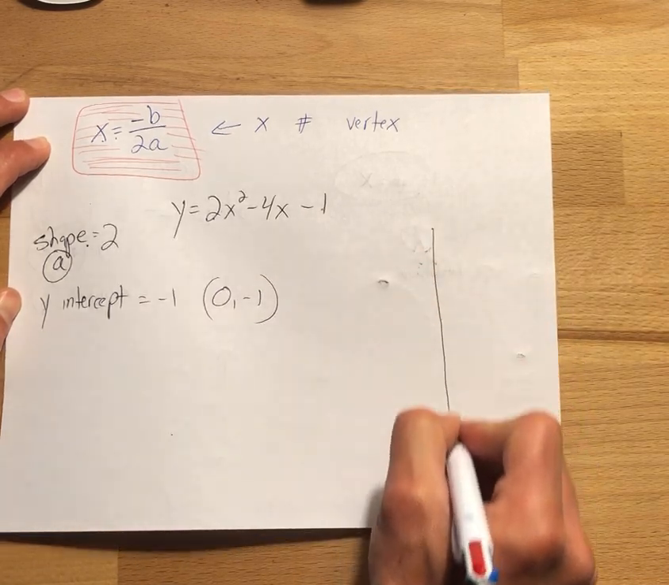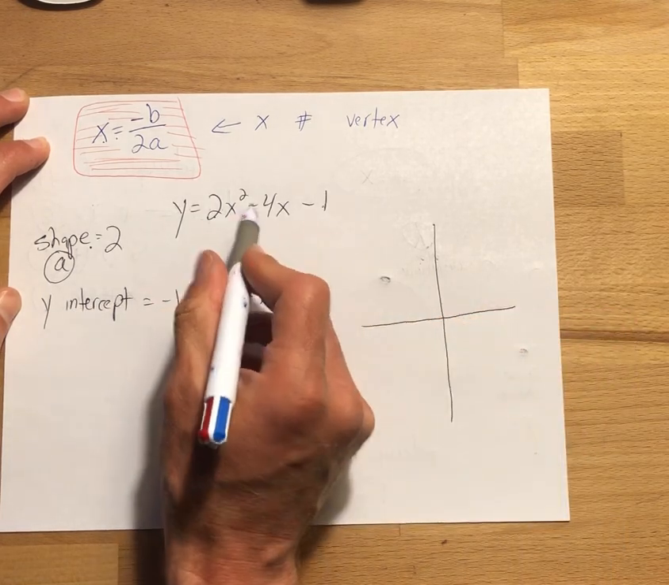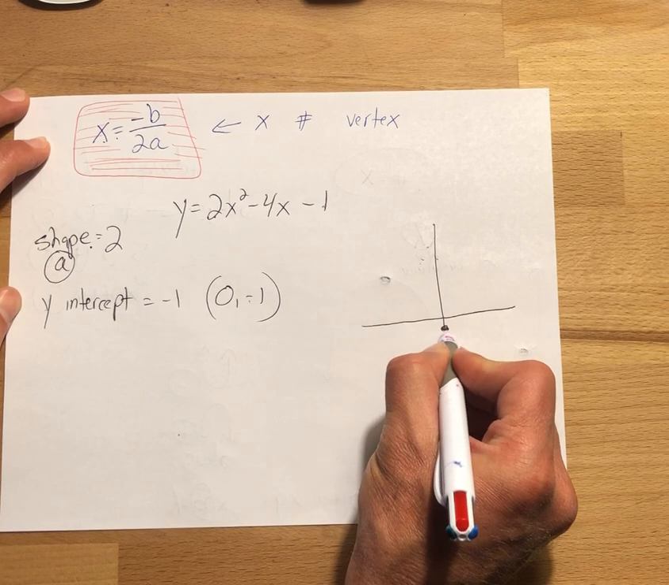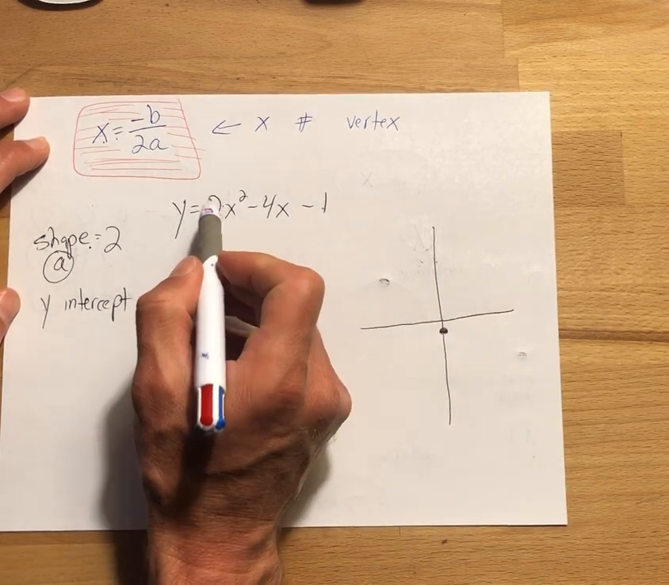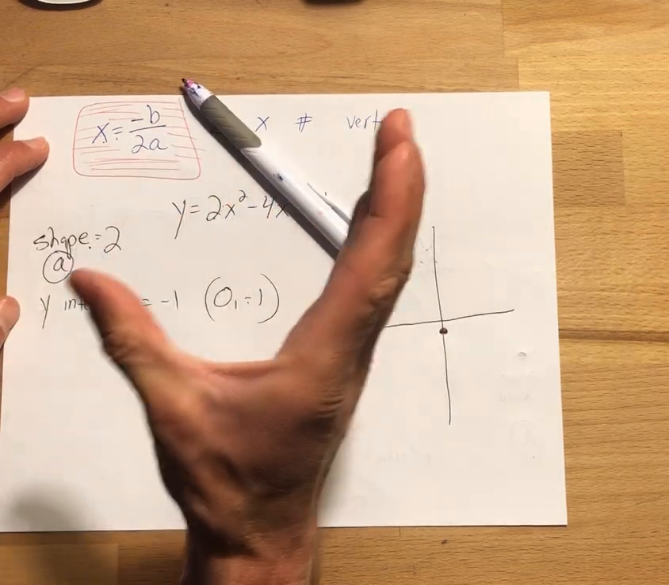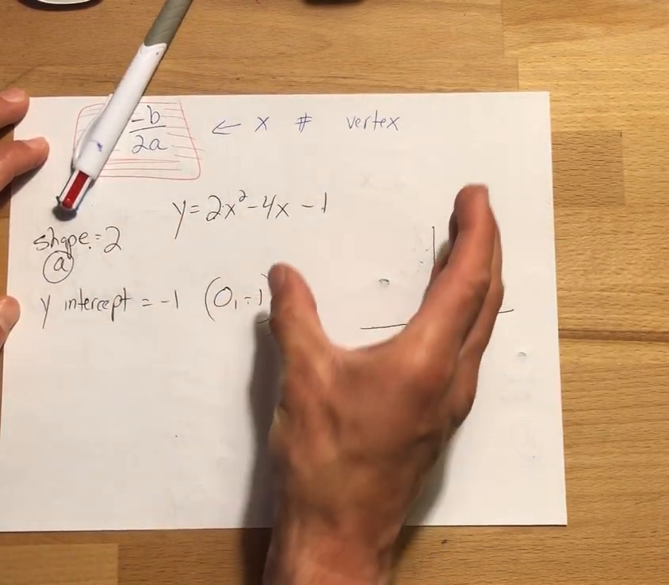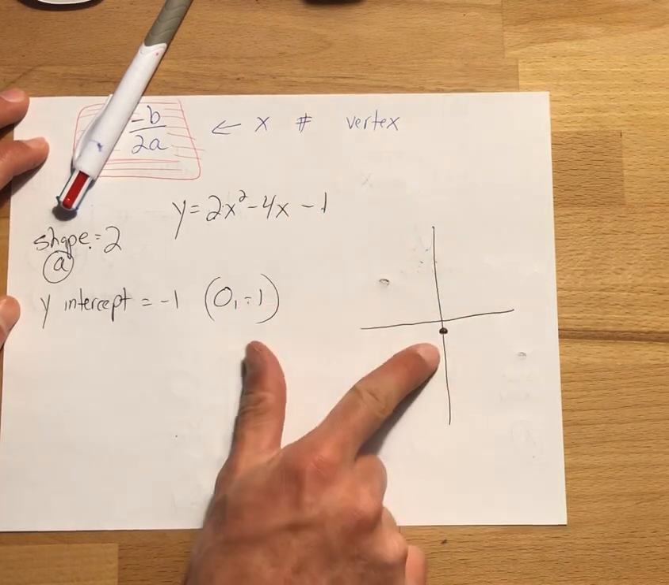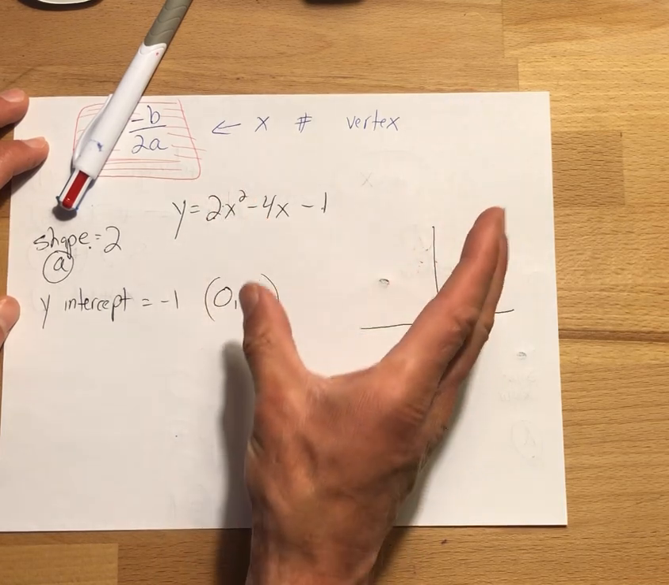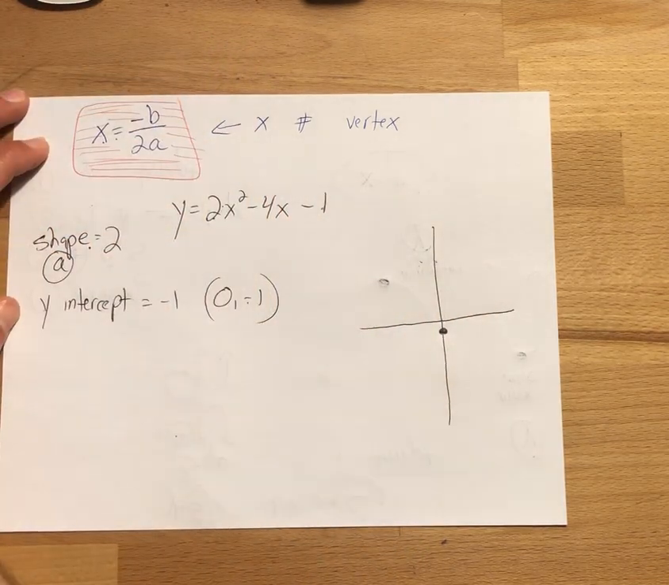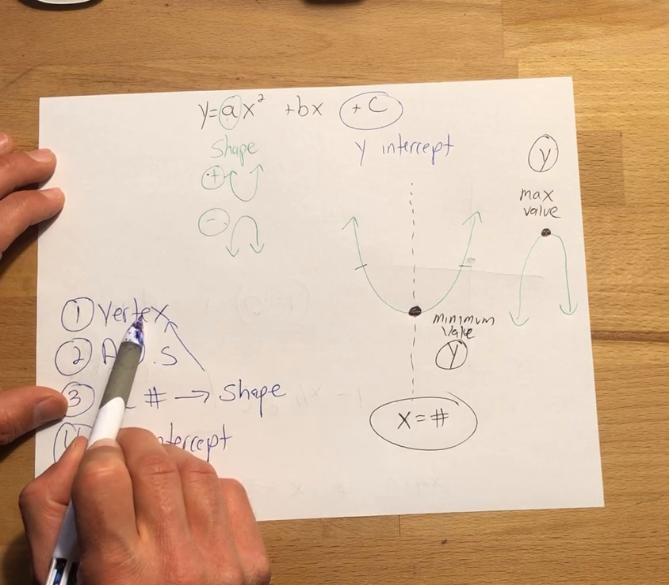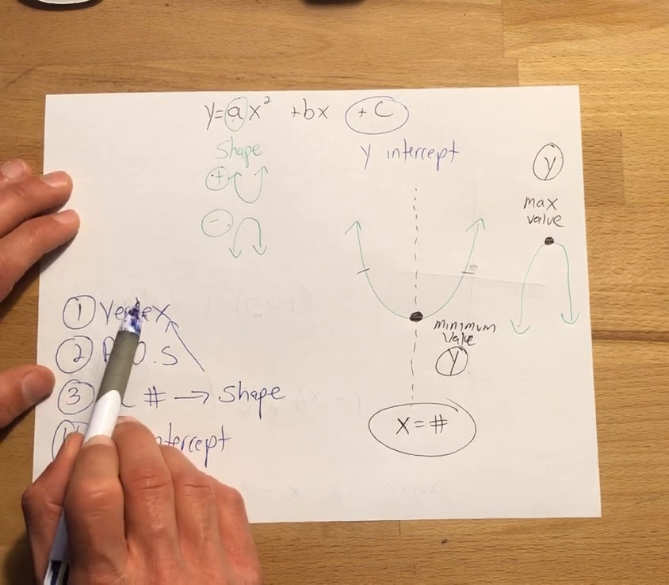Okay, so I'm going to draw my graph right here. I know that this is going to go through (0, -1) right here. That's my y-intercept. I also know my shape is positive, so it's going to be going up. So it's going to look something like this. It's going to be down here somewhere, because I can't have it up here because it would not cross through my y-intercept. I know it has to go through my y-intercept somewhere. Now, on the previous things that we wrote, I've got to find my vertex. That's the very first thing, vertex.